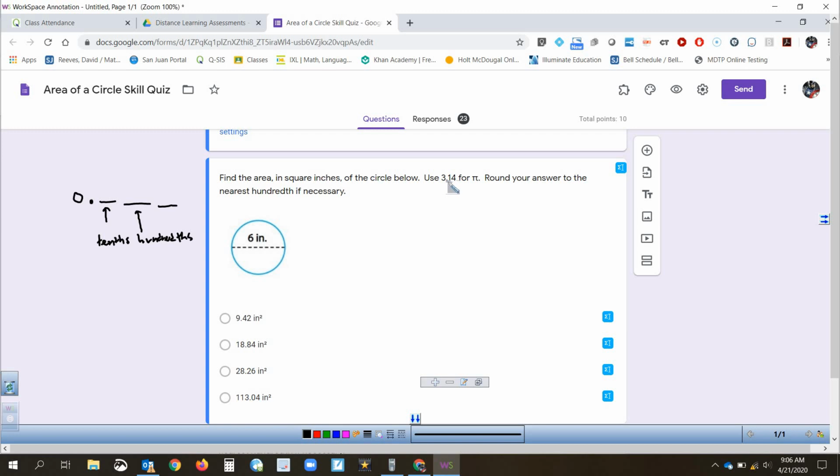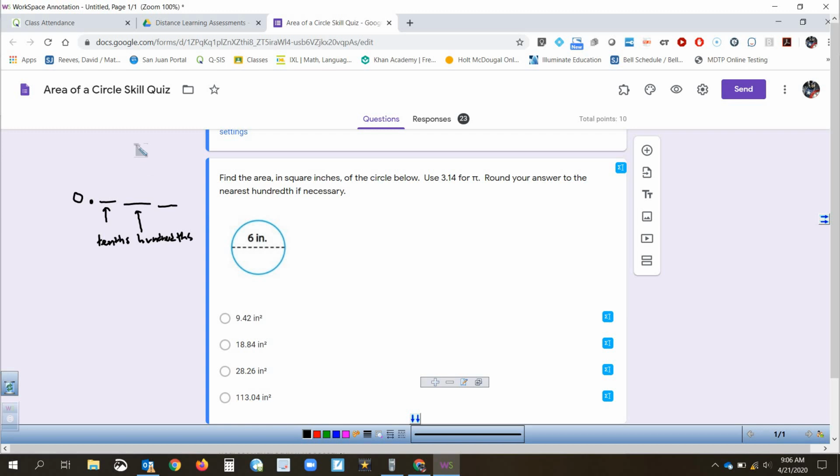Pretty much consistently, I'm sticking with 3.14 because that's what the testing does, and it just makes it easier for making sure everyone gets the same values. And make sure you're paying attention to the correct units.